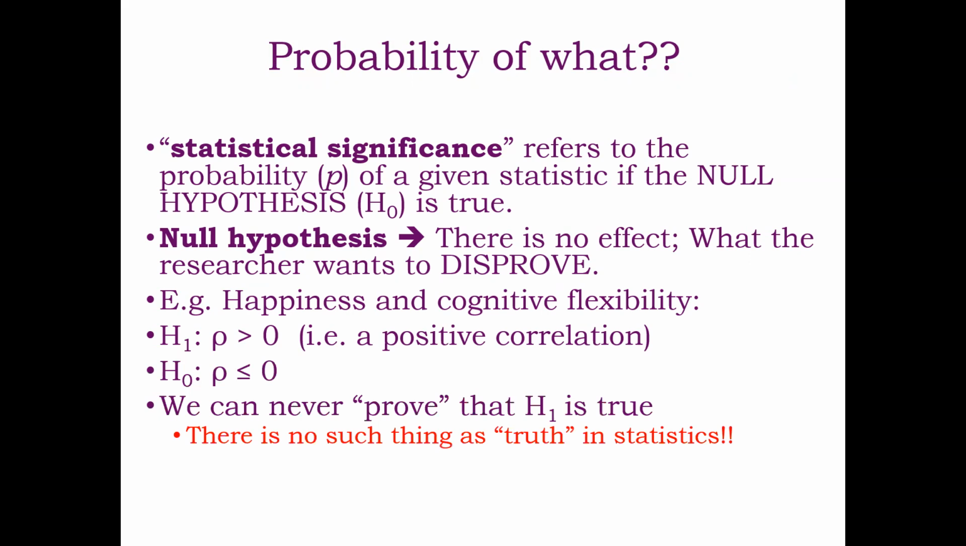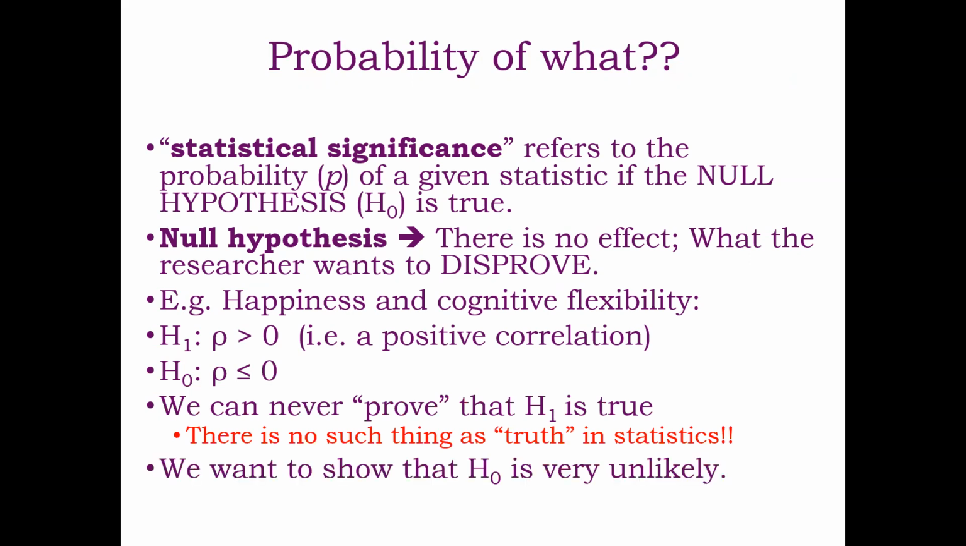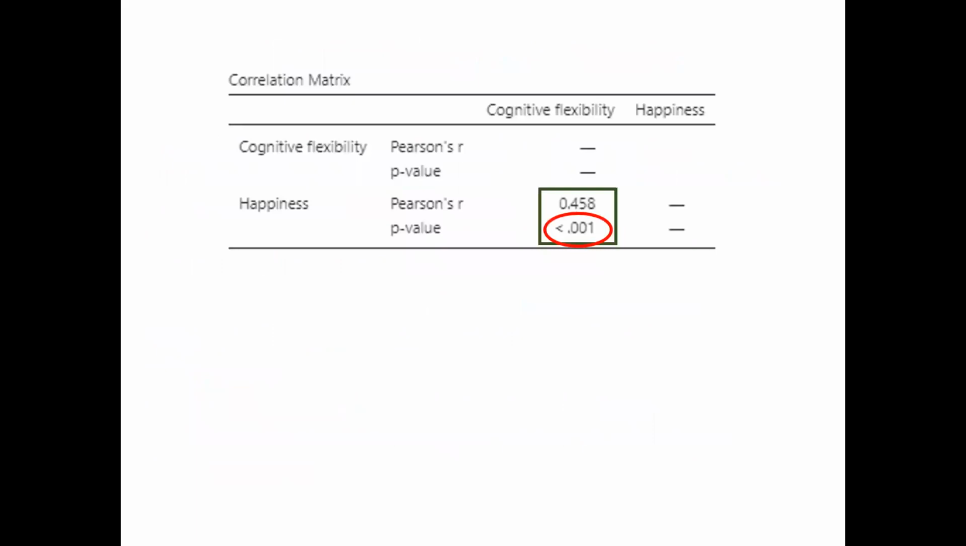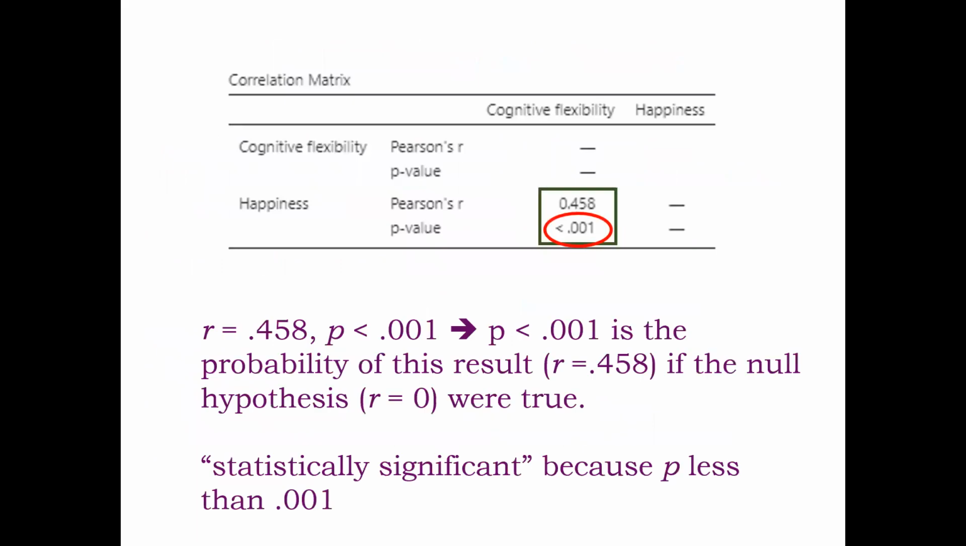We can never prove that our hypothesis, our experimental hypothesis, is true. There is no such thing as truth in statistics. We just gather good evidence that the null is not true. We want to show that the null is very, very unlikely. So back to our example.